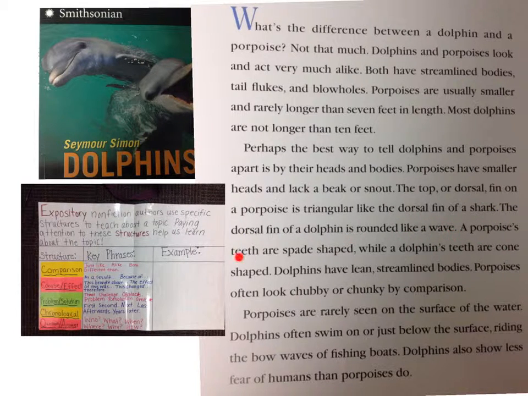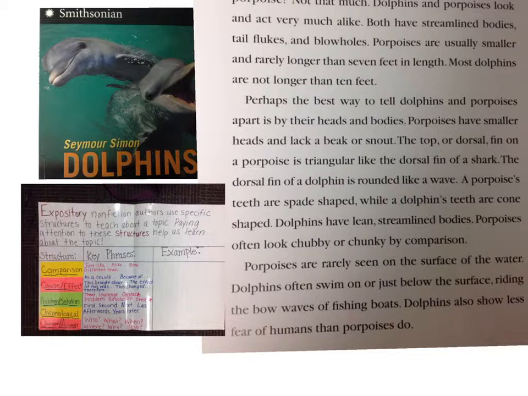A porpoise's teeth are spade-shaped, while a dolphin's teeth are cone-shaped. Dolphins have lean, streamlined bodies. Porpoises often look chubby or chunky by comparison. Porpoises are rarely seen on the surface of the water. Dolphins often swim on or just below the surface, riding the bow waves of fishing boats. Dolphins also show less fear of humans than porpoises do.